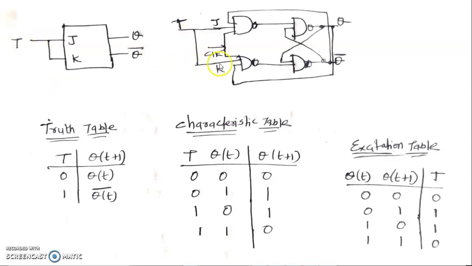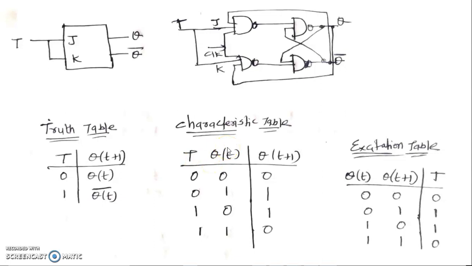So the same thing we have drawn here for the JK flip-flop diagram, so that we can obtain the T flip-flop here. Now the truth table is, if the T input is 0, no change in the output. If T input is 1, you have to complement the output. That thing is represented in the characteristic table.